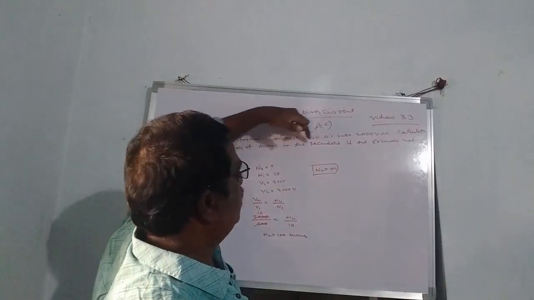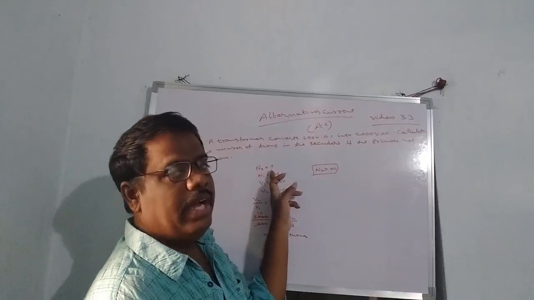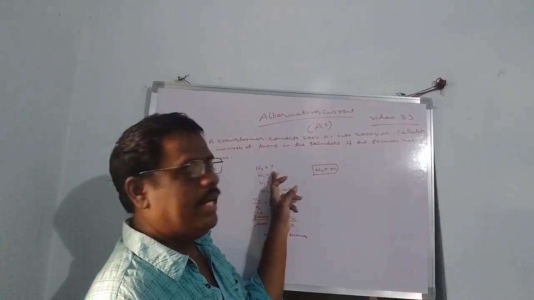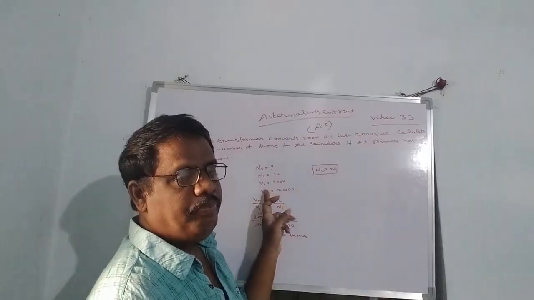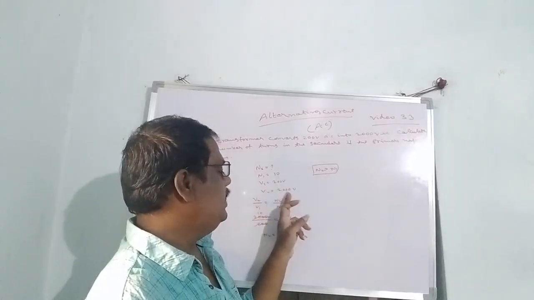Calculate the number of turns in the secondary if the primary has 10 turns. N2 we have to calculate. N2 means number of turns in the secondary. N1 is the number of turns in the primary. V1 is the EMF across the primary, V2 the EMF across the secondary.